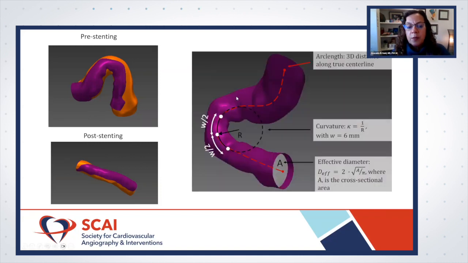They focus on the purple, which is in diastole, and they measure this arc length, which is the 3D distance along the true center line, and then the curvature. For the curvature, they take these dots and form a circle, and then they measure the curvature along the whole length. And then the effective diameter is measured. Mainly it's the smallest area, but it's measured throughout the PDA.